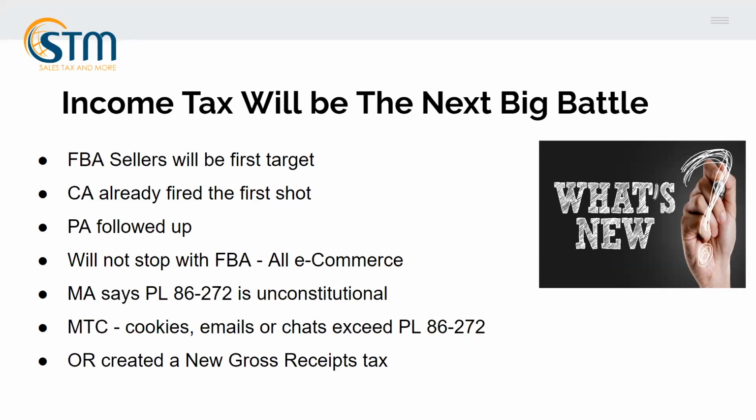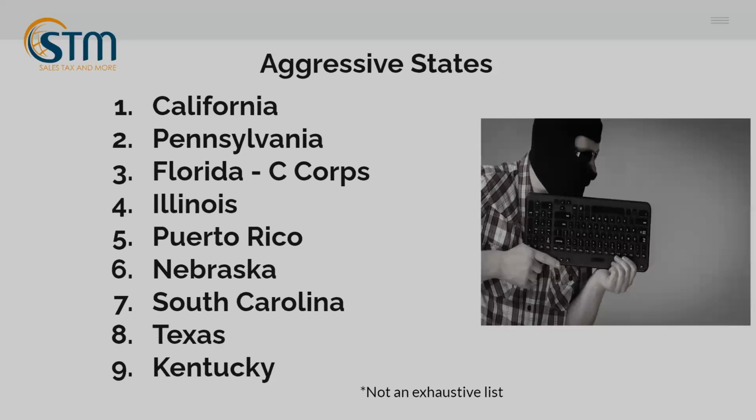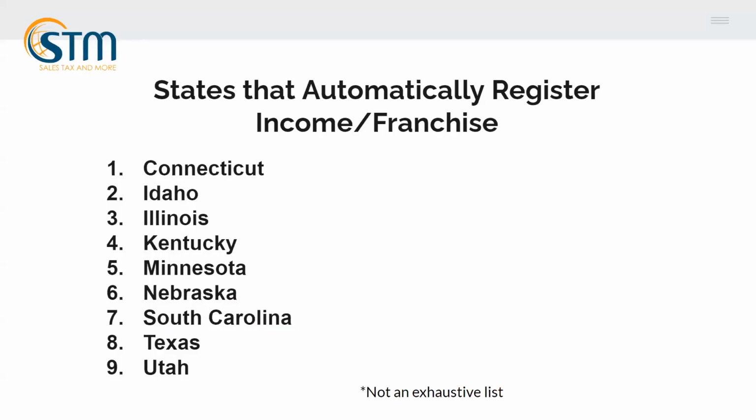So here are some of the aggressive states. We've talked about that a little bit. What I want to get to are the states that automatically register you for income and franchise tax. And these are nine. This is not an exhaustive list, and it's changing all of the time. If I did this presentation two years ago, it would have been four states maybe. So it is growing, and over the next 6 to 36 months, I think this is the next big battle for multi-state sellers.